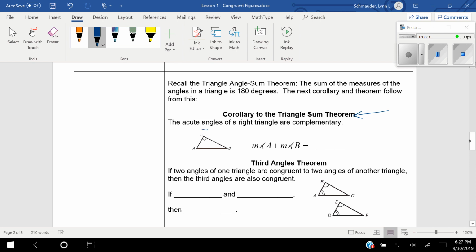So we know ABC is a right triangle. How? Because angle C is a right angle. Therefore, I know that the other two angles that are not the right angle are complementary, which means the sum of their measures is 90 degrees.